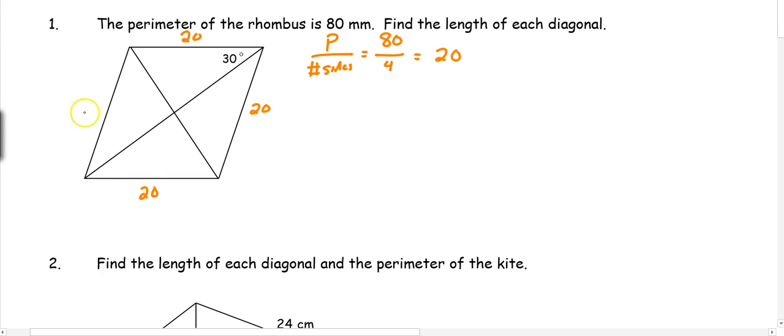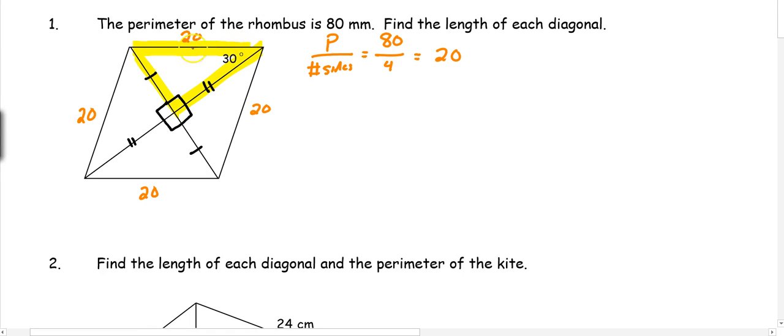20, because all sides of a rhombus are congruent. Remember, one of our properties about a rhombus is that the diagonals are perpendicular and they bisect each other. So I'm going to use the triangle at top to find the length of my diagonal and then fill in the rest.